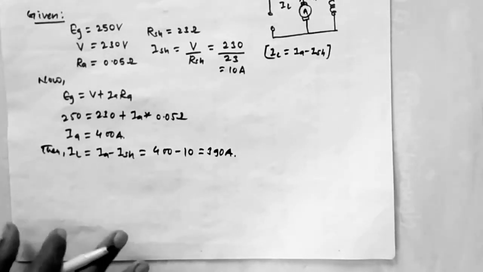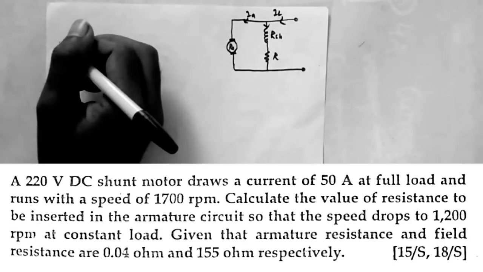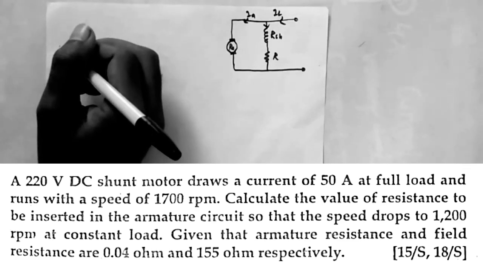So let's take one more example. On this screen you can see a question: a 220 volt DC shunt motor draws a current of 50 ampere at full load and runs with a speed of 1700 rpm.